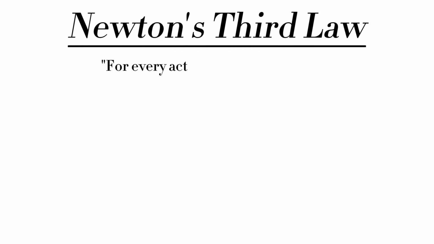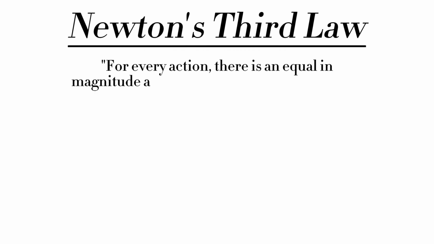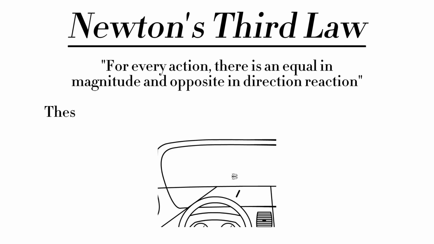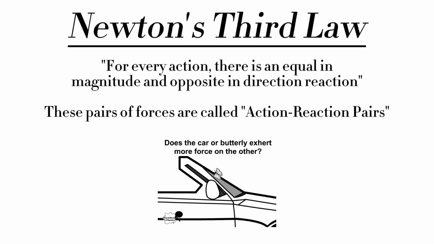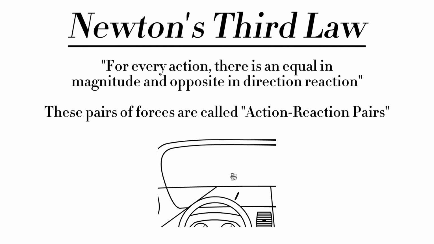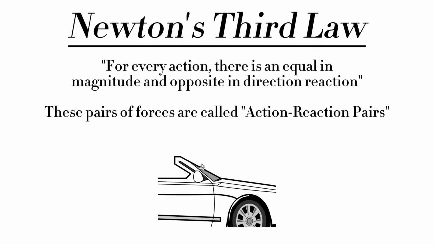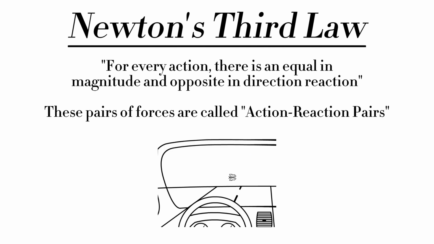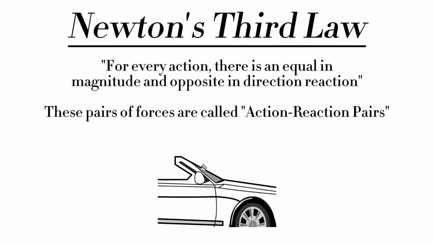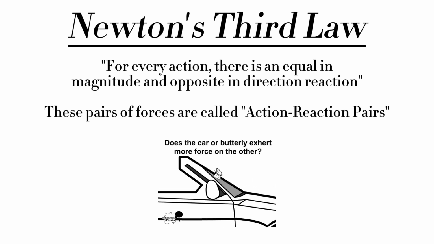This scenario is a splendid example of Newton's third law of motion. The third law states that for every action, there is an equal in magnitude and opposite in direction reaction. These pairs of forces are called action-reaction pairs. In our tennis situation, the amount of force applied on the tennis ball from the tennis racket is equal in magnitude to the force applied from the ball onto the tennis racket. However, both forces are in opposite directions.